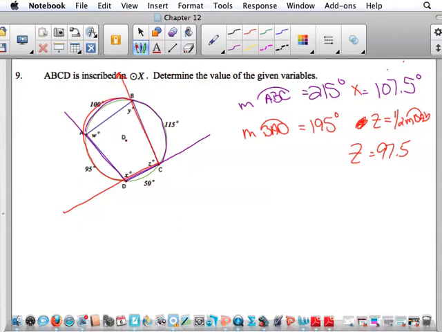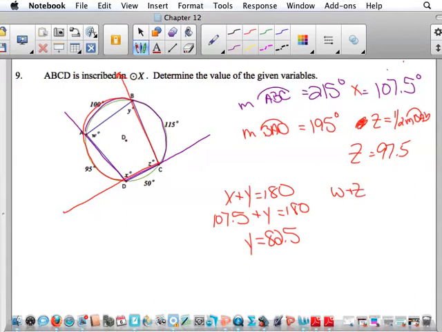I remember that opposite angles of a quadrilateral inscribed in a circle are supplementary. Therefore, X plus Y equals 180. So if X is 107.5, then I can find that Y is, let's see, 72.5. And likewise, W plus Z would equal 180. If Z is 97.5, W plus 97.5 equals 180. So W is equal to 82.5. Sorry, I don't have my calculator right here. So Y would be 72.5, and W should be 82.5.